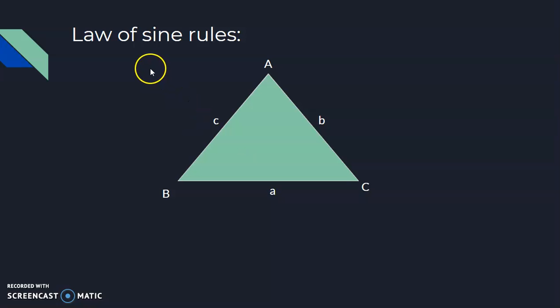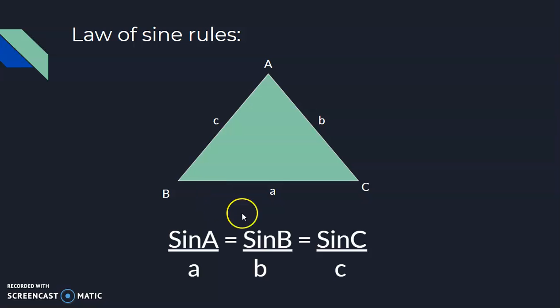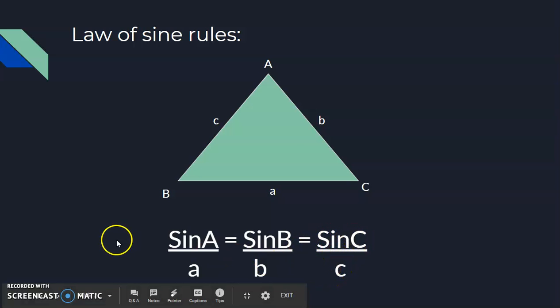So when using the law of sines, you have to use this proportion right here. Sine of A over a is equal to sine of B over b, which is equal to sine of C over c. How I got this was the given angle over the opposite side. In order for me to get this ratio, sine A is over a, and the rest with B and C.